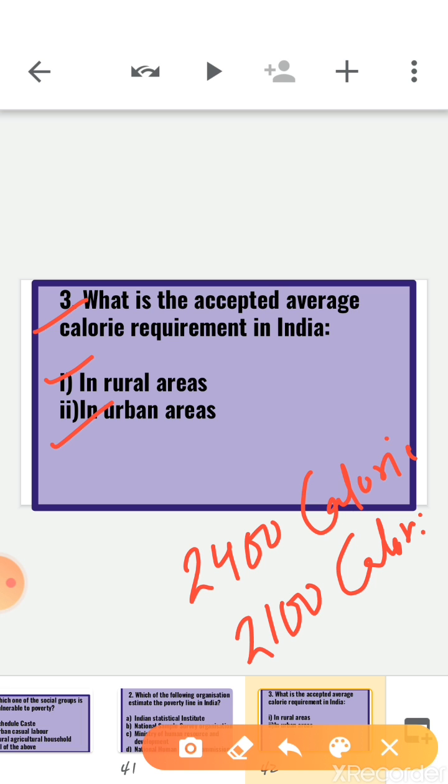Now tell me children, why is the calorie requirement higher in rural areas as compared to urban areas? In rural areas we require 2400 calories, but in urban areas only 2100 calories. Why? Basically, since people living in rural areas engage themselves in more physical work, the calorie requirement in rural areas is obviously higher than in urban areas.